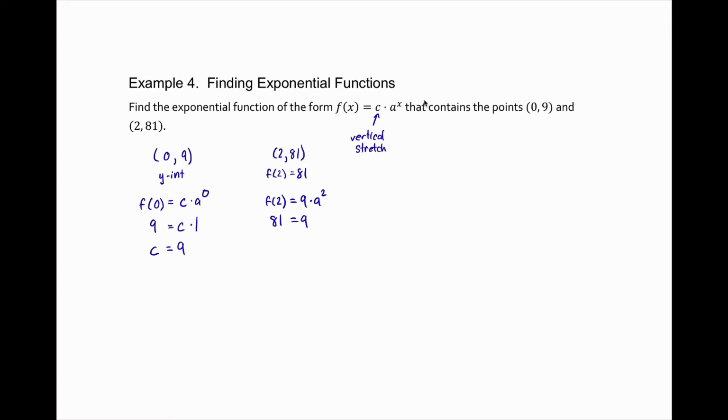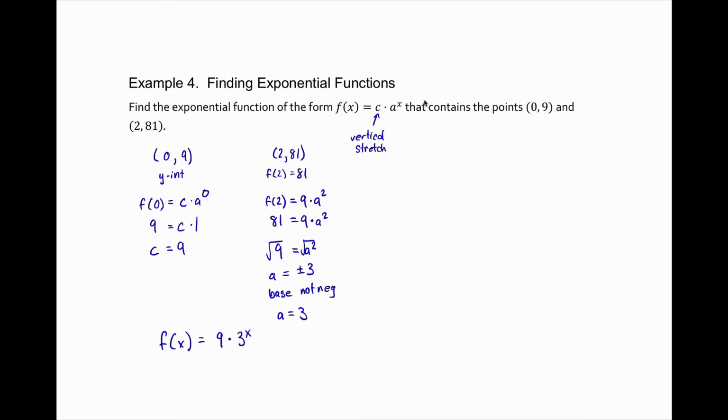So we have 81 is equal to 9 times a squared. If we divide both sides by 9, we get 9 is equal to a squared. And then we take the square root of both sides, and we get a is equal to plus or minus 3. Of course, the base cannot be negative, so we have found the base here is a equals 3. So that means our function, f of x, is equal to 9 times 3 to the x.